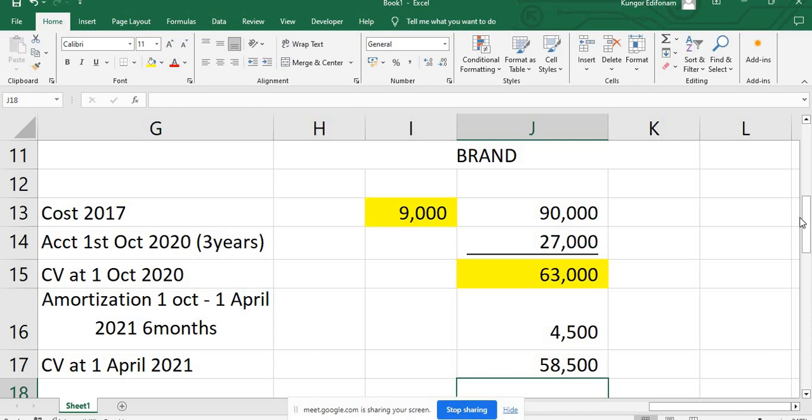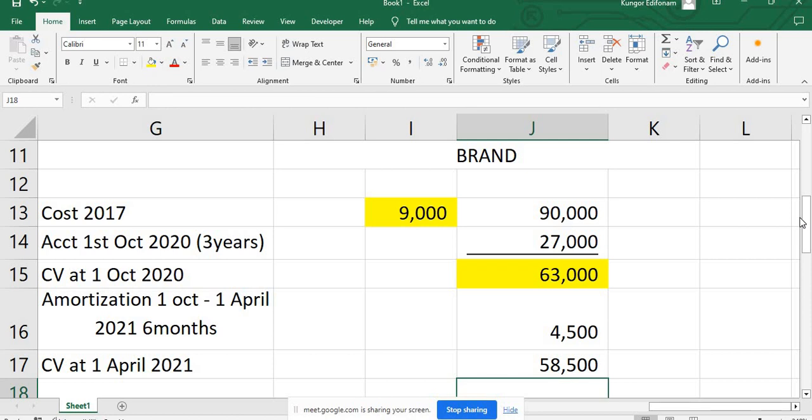So the cost was 90,000, and then we used the straight line method to amortize it over 10 years. So we had 9,000. And then the 27,000 represented the accumulated depreciation from 2017 to 2020, before we started the fresh year. The fresh year starts from 1st October. So we needed our carrying value before we start the fresh year, so we less the 3 years accumulated depreciation from it.